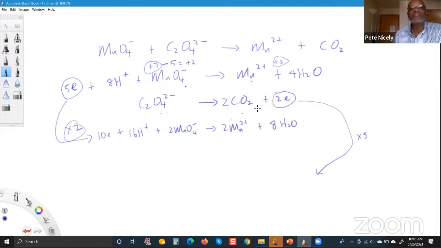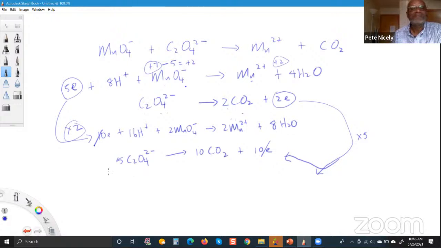And then for the second half equation, since I'm multiplying this right through by 5, I'm going to end up with 5 C2O4 2 minus to give 10 CO2 plus 10 electrons. All right? So that's what happens when you multiply the second equation by 5. So now we have the number of electrons gained and lost canceling out because they're the same.